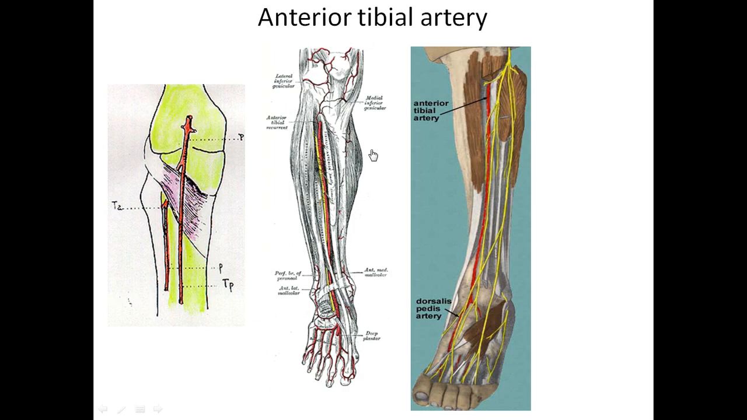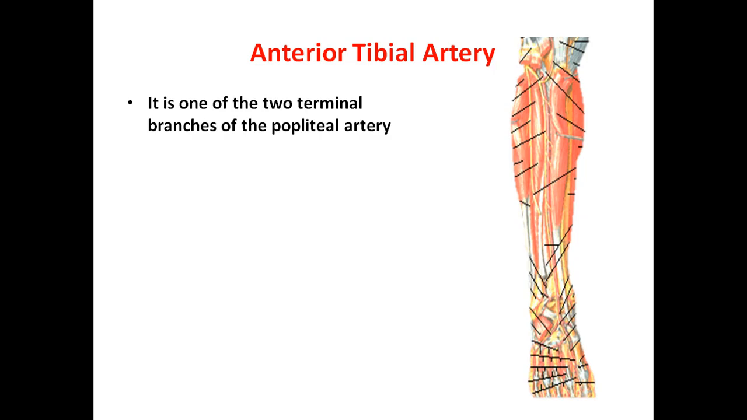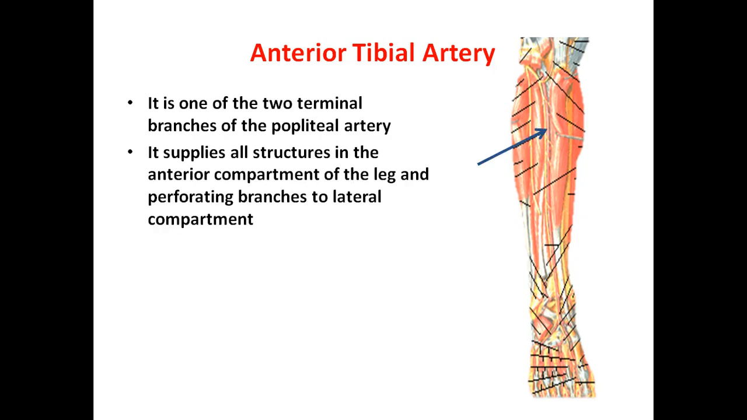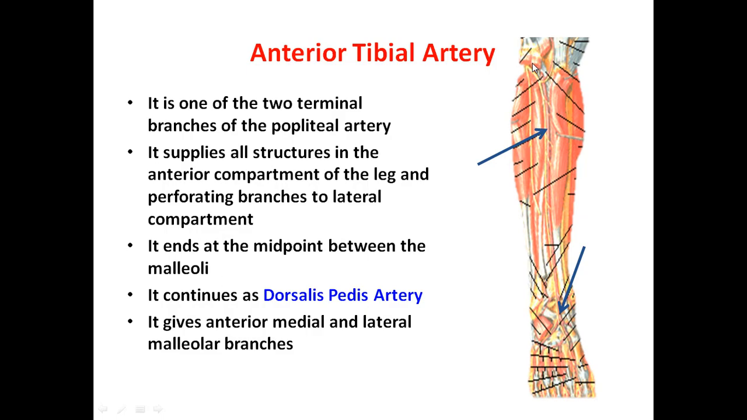Already we see tibial recurrent, muscular branches, then nutrient arteries are also given over the cutaneous branches. It is one of the terminal branch of popliteal artery. It supplies all the structures present in the anterior compartment of leg, that is muscular branches. It extends up to the midway between the two malleoli, the medial and the lateral malleoli, and it continues as dorsalis pedis artery. It gives off tibial recurrent branch, medial malleolar, lateral malleolar branch. So that is about anterior tibial artery. It supplies mainly the anterior compartment of leg.